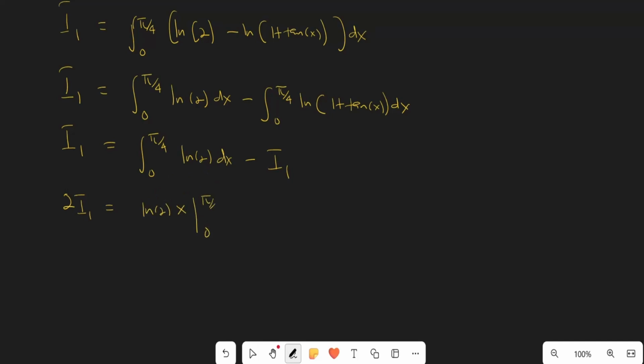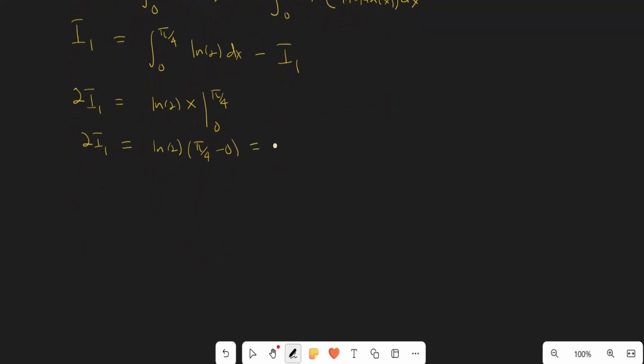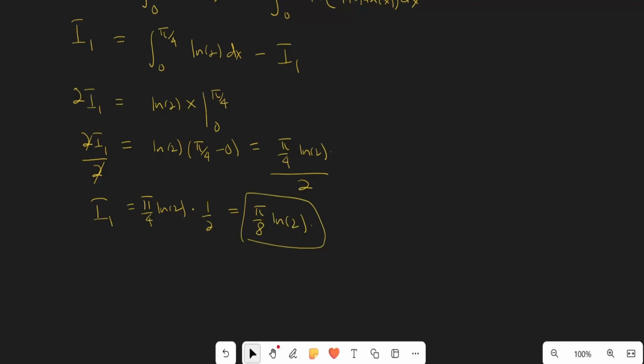Limits of integration from 0 to pi over 4. You have 2I1 equal to ln of 2 multiplied by pi over 4 minus 0, and that is equal to pi over 4 times the ln of 2. So you can divide both sides by 2, and then we have I1. This cancels that, and we have I1 equal to pi over 4 ln of 2 multiplied by 1 over 2, which is pi over 8 times the ln of 2. Now I1 evaluates to pi over 8 ln of 2.